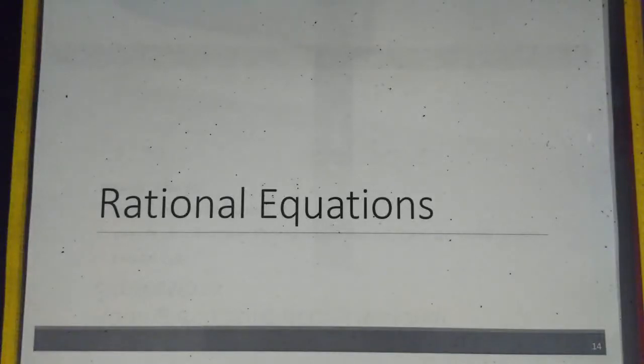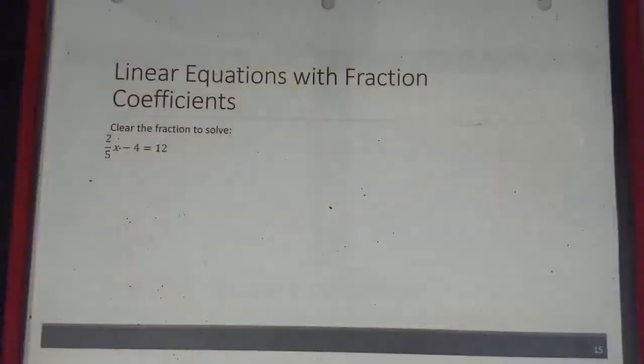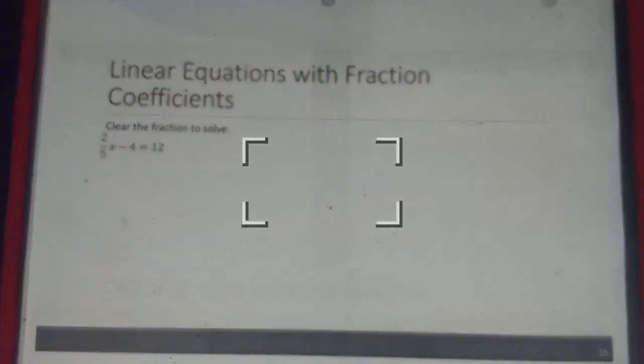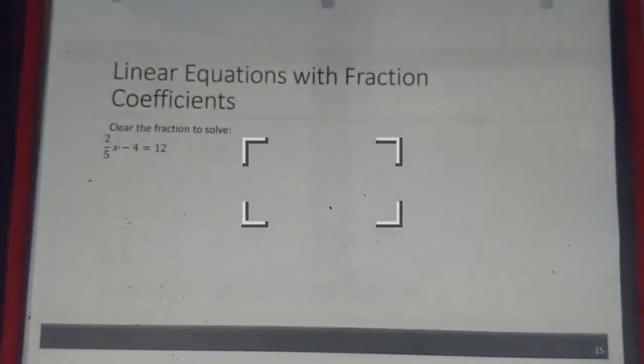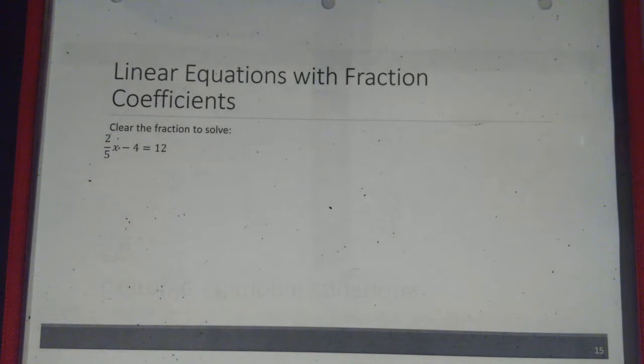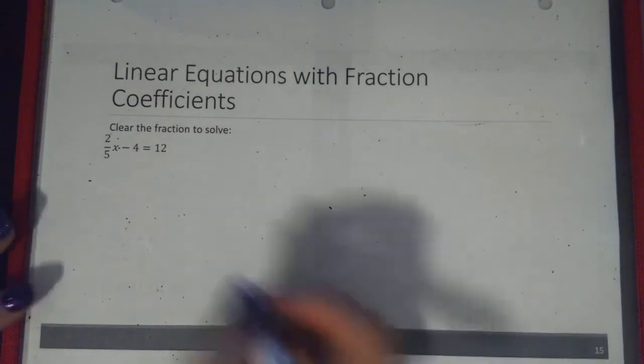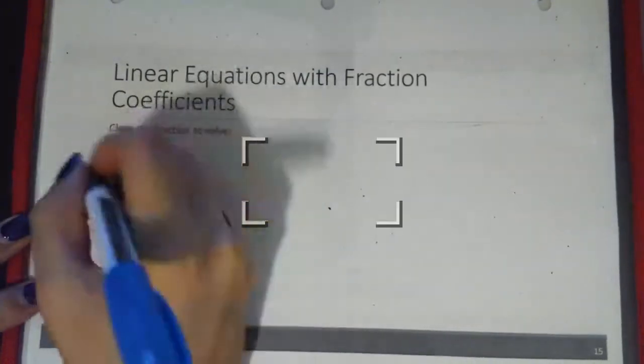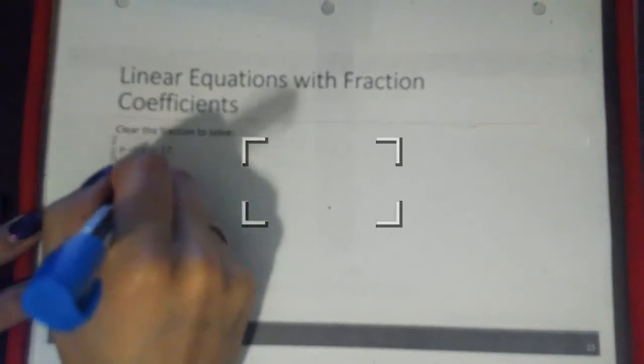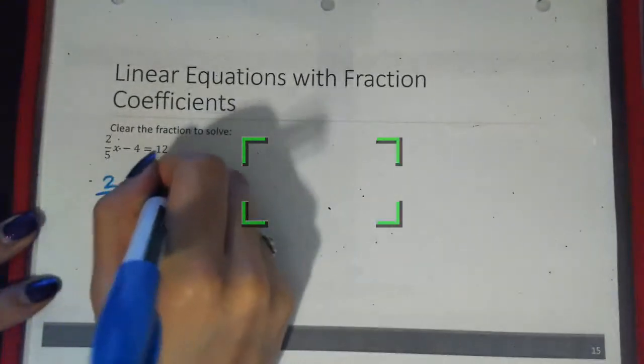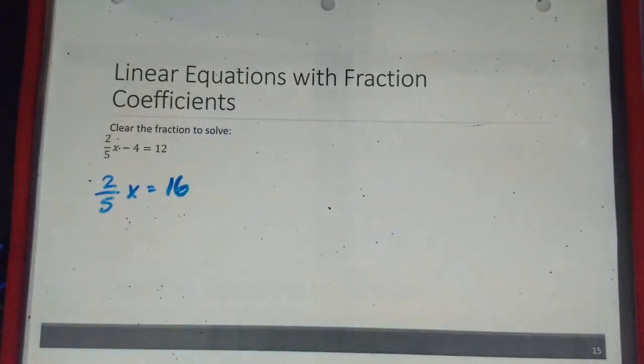In this video, we will be looking at rational equations. We're going to start by looking at linear equations with fraction coefficients. So first we have 2/5 x minus 4 is equal to 12. The first thing I'm going to do is move that 4 over because that's going to make this equation a little bit simpler. If I add 4 to the other side, I'm going to have 2/5 x is equal to 16.